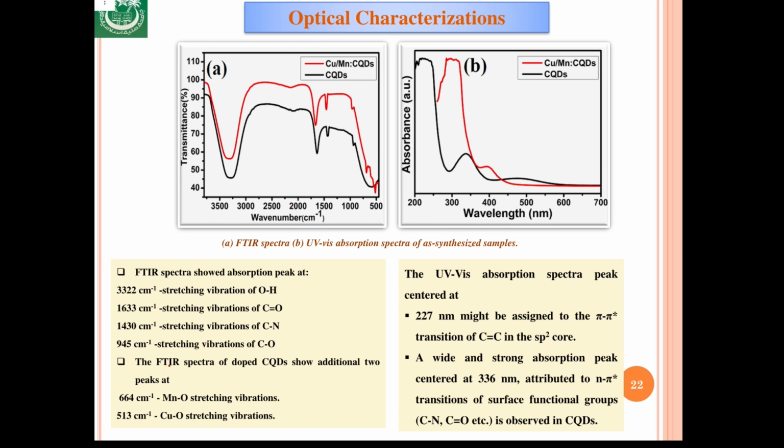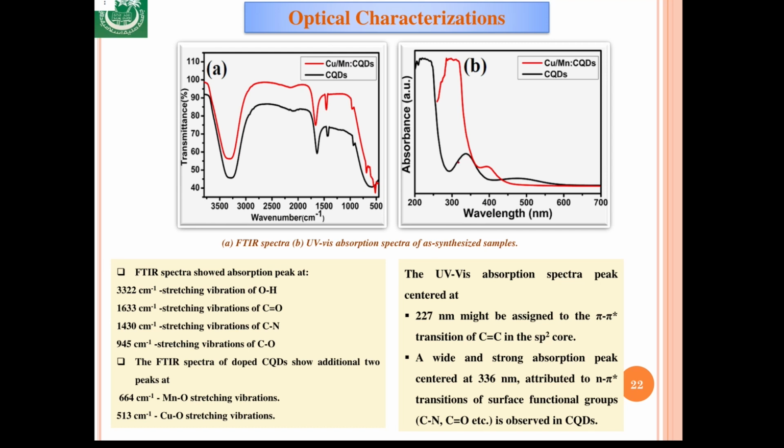In addition to these functional groups, the FTIR spectrum of the doped carbon quantum dot, shown here by the red curve, showed two additional peaks at 664 centimeter inverse, corresponding to manganese-oxygen stretching vibration, and another one at 513 centimeter inverse, corresponding to copper-oxygen stretching vibration.